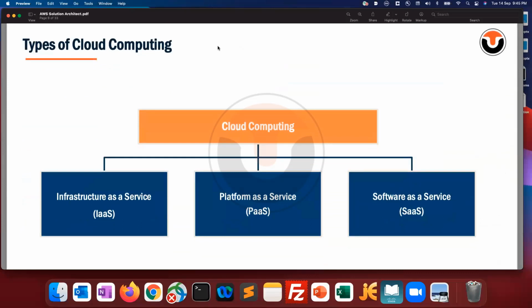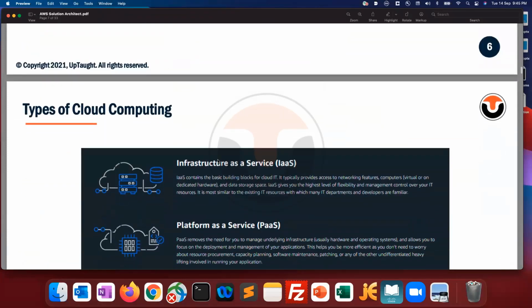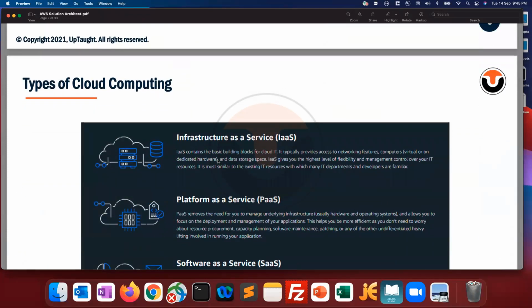Cloud computing. There are three types of cloud computing. One is infrastructure as a service. The second one is platform as a service. And the third one is software as a service. In cloud, the cloud service providers, when I say cloud service providers, it can be AWS, GCP, Azure, Oracle or anything. Any cloud provider offers three types of cloud computing.